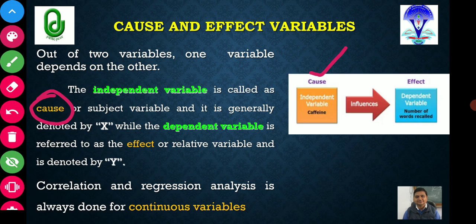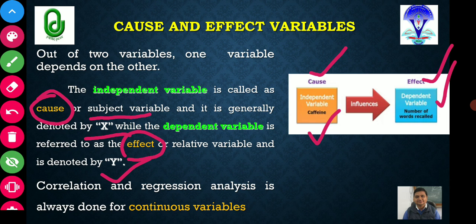Here you can see one experiment where it was tried to find out whether caffeine intake will increase the number of words recalled. This caffeine intake is the cause variable because it will cause change in the number of words recalled. It is an independent variable, and the number of words recalled is the effect, called the dependent variable. The independent variable is also known as the subject variable, a term you will find in many textbooks, and it is generally denoted by x, while the dependent variable is referred to as the effect variable and is denoted by y.